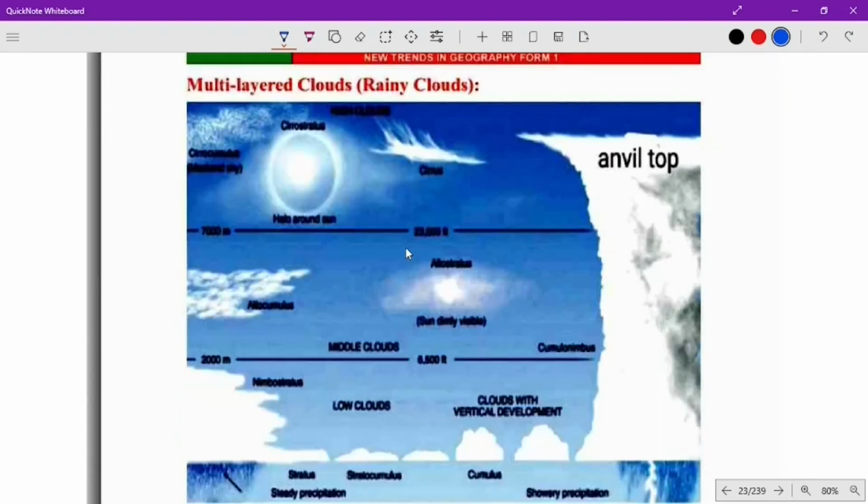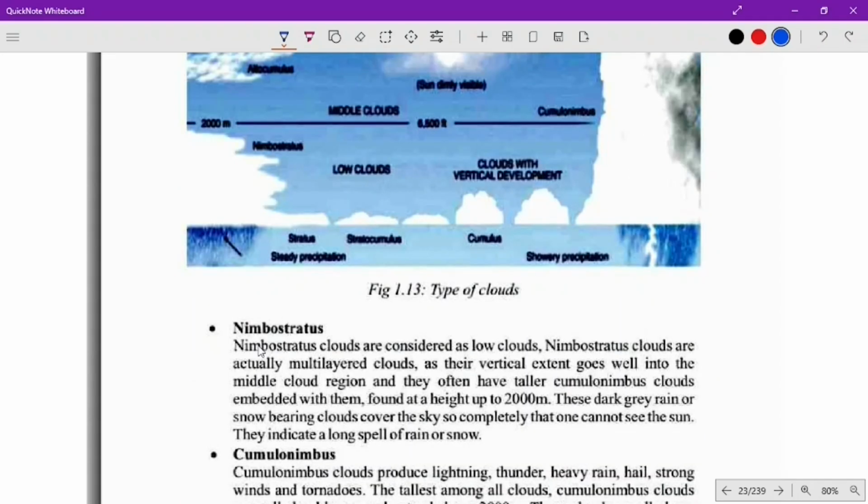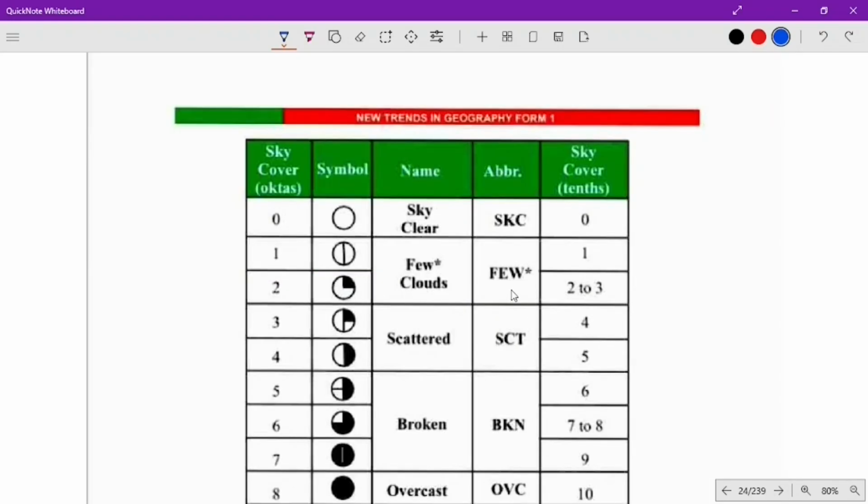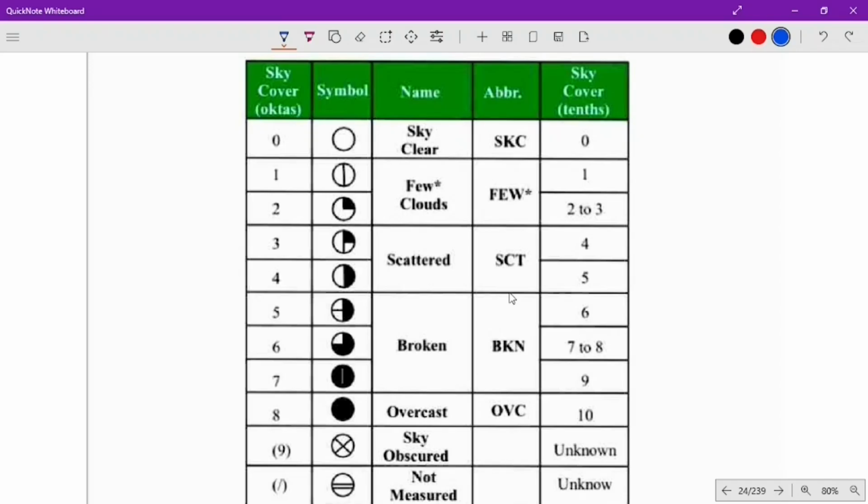So this is a multi-layered cloud, and you can see these ones. They are nimbostratus and cumulonimbus, which means rain-bearing clouds. Here is how we record a cloud cover. If it's 0 octas, then we just put a circle with no markings. This means there is a clear sky. It is 0. If it's 1, we just put a horizontal line. 2, we mark like this. So this black shade is representing the clouds.